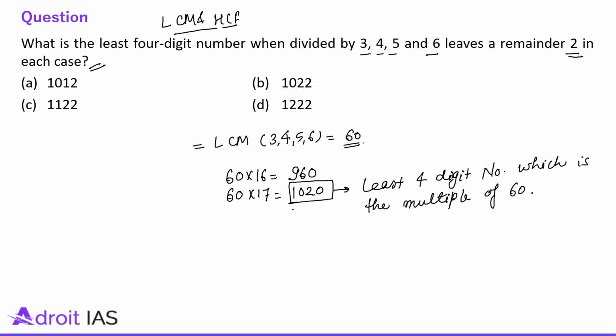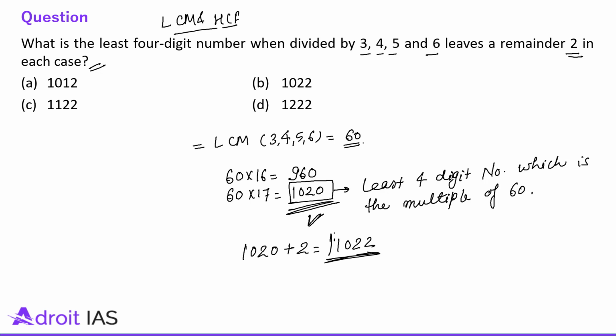Right? This is the least 4-digit number, which is a multiple of 60. And if this is a multiple of 60, then obviously it will give you 0 remainder when divided by 3, 4, 5, 6. So just add 2 to this number. What we are getting is 1022.